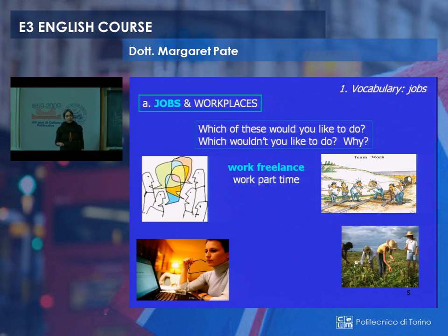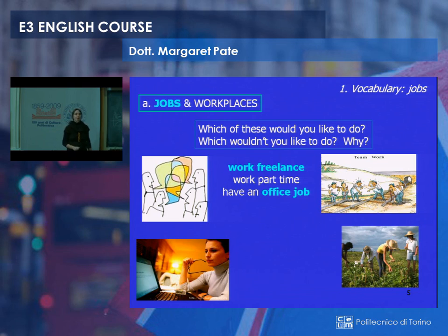So, which of these would you like to do? First of all, work freelance. Okay, you can see that this phrase is in blue, and that means it's translated in your glossary. So if you don't understand the word, you can find it in Italian. Would you like to work part-time? What's the opposite of part-time? Full-time, that's right. Part-time means a reduced timetable, less hours a week. Full-time is a full timetable.